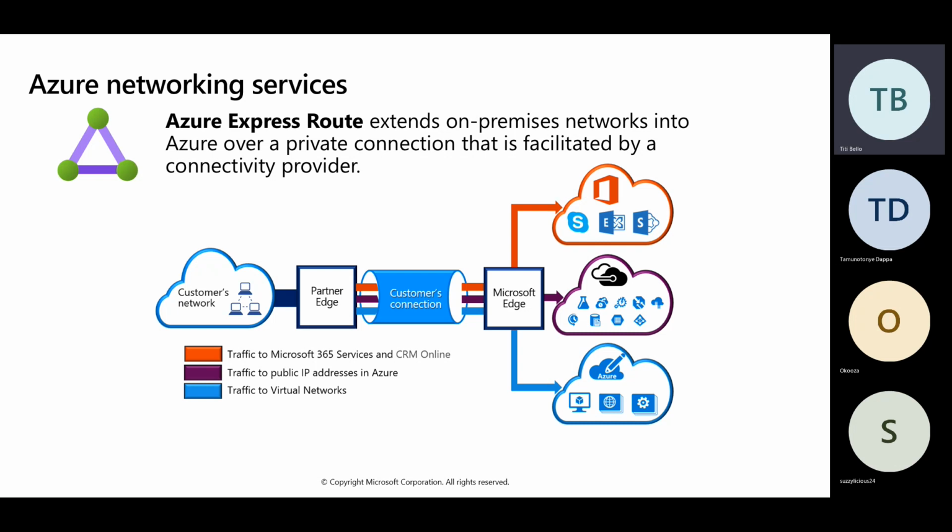Then another way by which you can connect your on-premises data center or link them together with Azure is using what we call Express Route. Azure Express Route extends your on-premise network into Azure over a private connection that is facilitated by a connectivity service provider, an ISP, like MTN, like Glo, like Verizon. You have a whole lot of them, big ISPs.